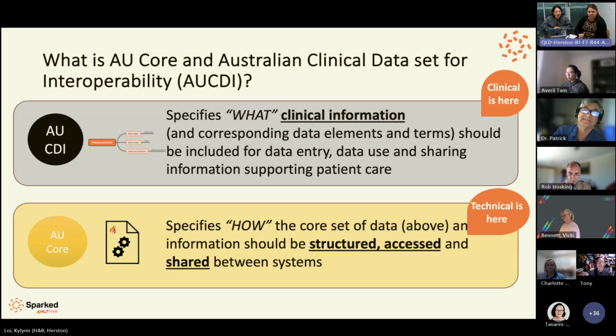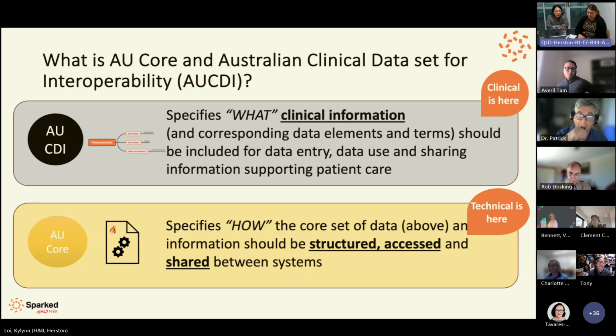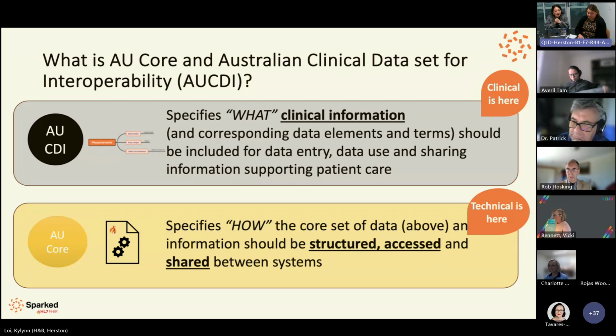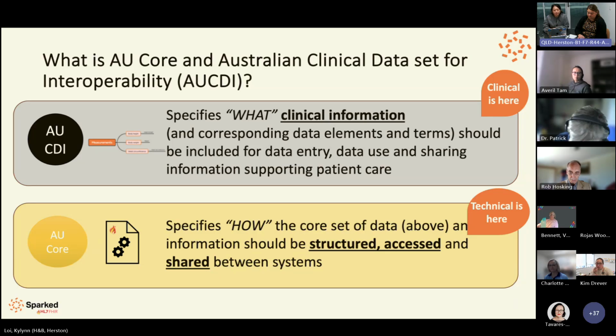Just a quick reminder, AU Core and Australian Clinical Data for Interoperability. So AUCDI is really defining the clinical requirements around what should be included for data entry, data use and sharing. And that's what we're doing here in the clinical group. AU Core is how the core data should be structured, accessed and shared between systems. So the technical design groups are working on the FHIR implementation guide for that. And so we work together, making sure that we understand what the clinical requirements are and feed those to the technical design group to take those, process them and add their own requirements around them to produce what they need to produce.